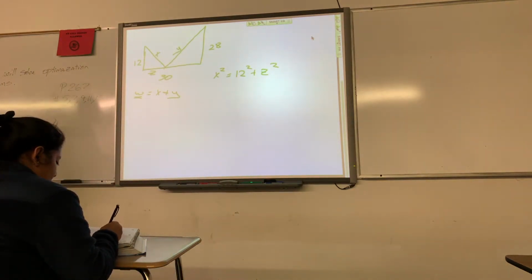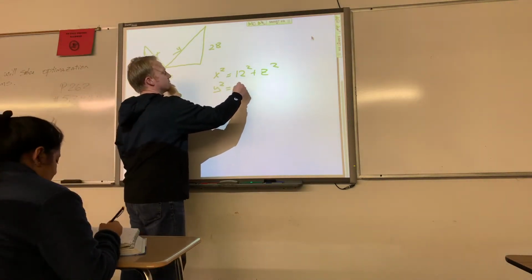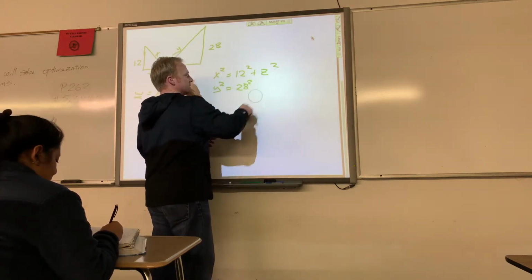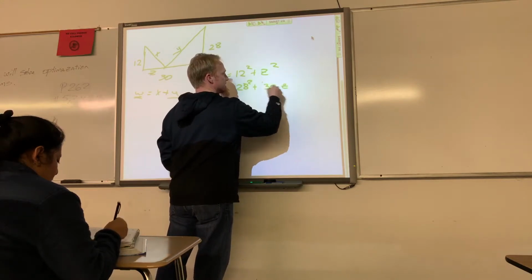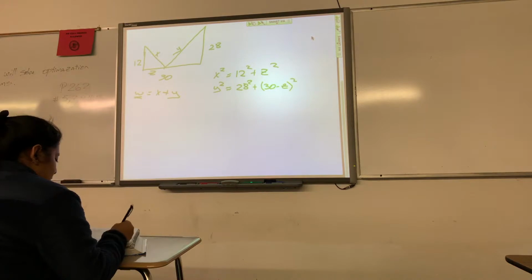You can make that other side like 30 minus z. All right, so the other side I'm gonna have y squared equals 28 squared, and then Ethan said plus 30 minus z squared. Everybody good with 30 minus z? Yeah. I like it. You guys are doing good so far.